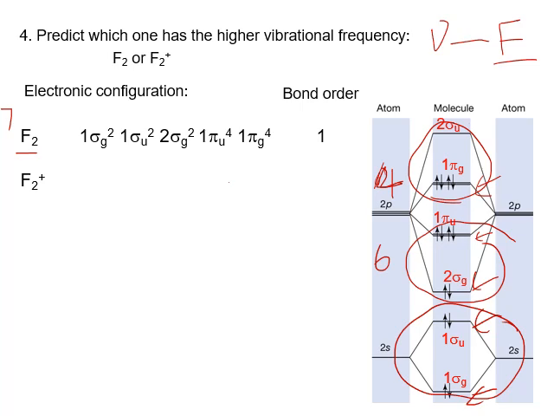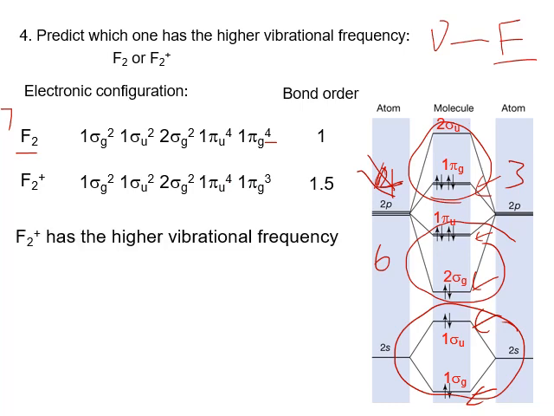For the fluorine cation, the molecule loses an electron from the highest energy molecular orbital, and so that gives you 1 pi g 3. So now in the anti-bonding molecular orbital, we have 3 electrons, and therefore 6 minus 3 is 3. 3 divided by 2 is 1.5. Therefore, when fluorine loses an electron, it is from the anti-bonding molecular orbital, so the bond becomes stronger. And because the bond becomes stronger, it has a higher vibrational frequency.